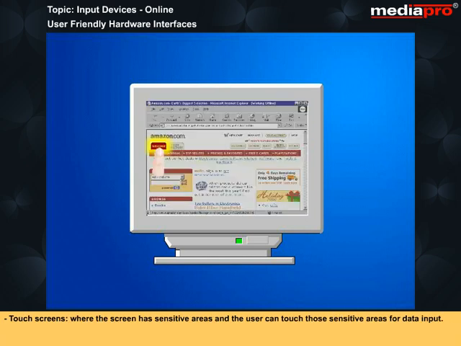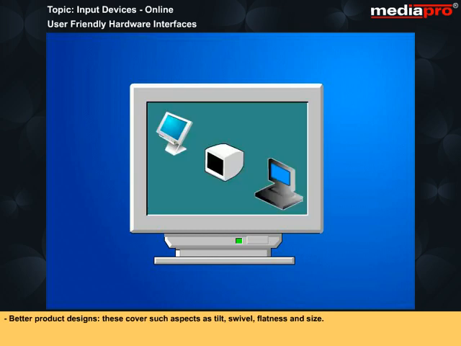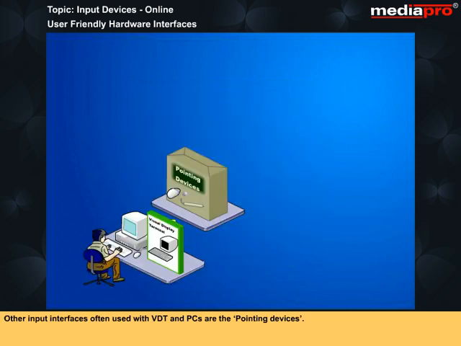Touchscreens, where the screen has sensitive areas and the user can touch those sensitive areas for data input. Better product designs. These cover such aspects as tilt, swivel, flatness and size. Other input interfaces often used with VDT and PCs are the pointing devices.